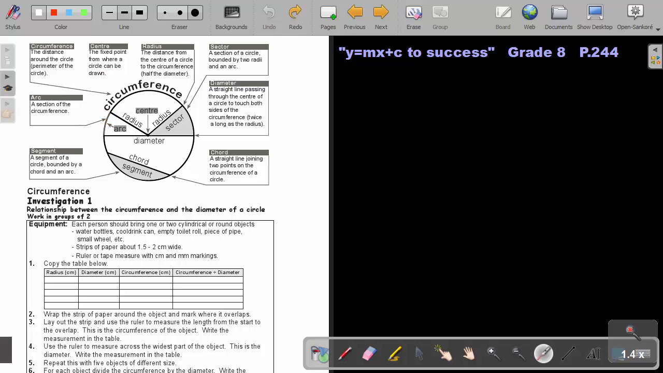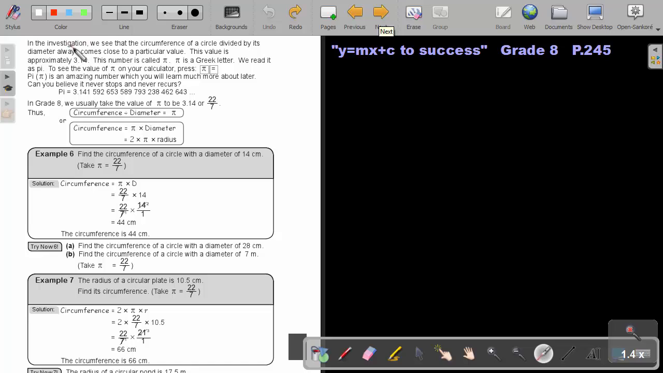So this is very important that you know all these different words to describe a circle. Okay, let's go through the next one. So in the investigation, we see that the circumference of a circle divided by its diameter always comes close to a particular value. This value is approximately 3,14.